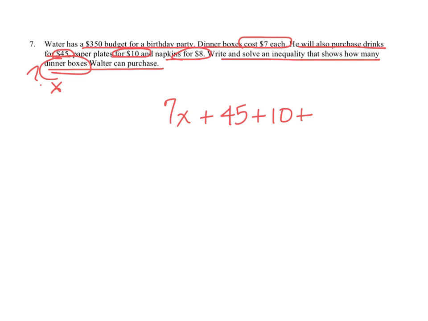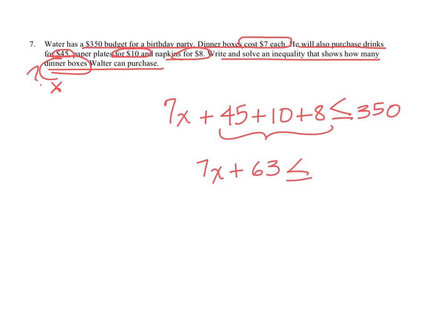He is also spending 45 plus 10 plus 8. And all of this must add up to $350 so that he can stay within budget. 45 plus 10 plus 8 is 63, plus the 7x should be less than or equal to 350.